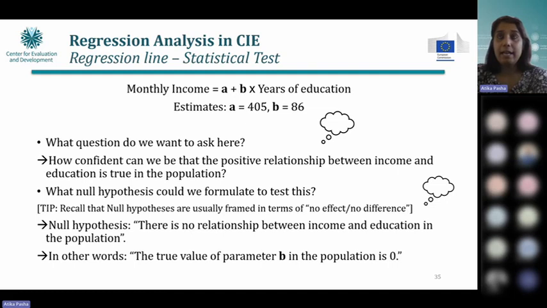How this is defined in regression is simply that the true value of the parameter B in the population is 0. The parameter B is defined from the sample, and we would like to understand if the true value in the population is actually 0. Right? So take the results from our sample, apply it to the population. Would we reject our hypothesis there?